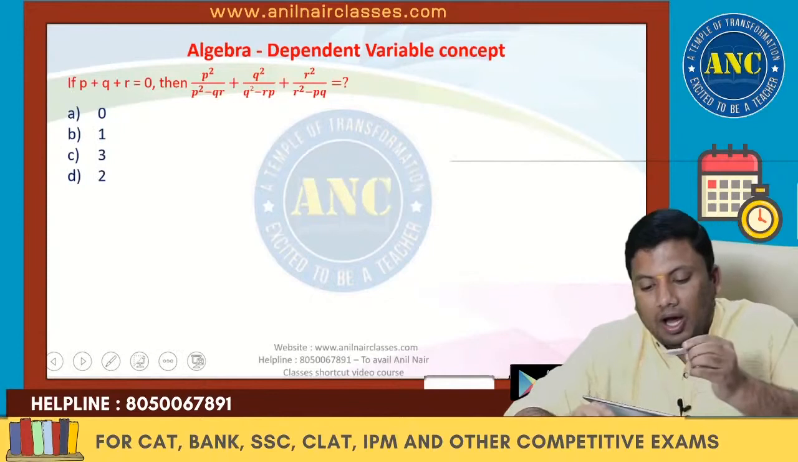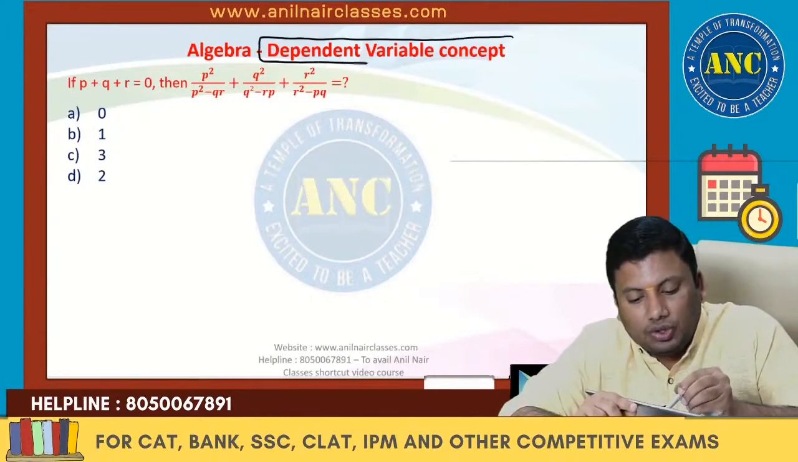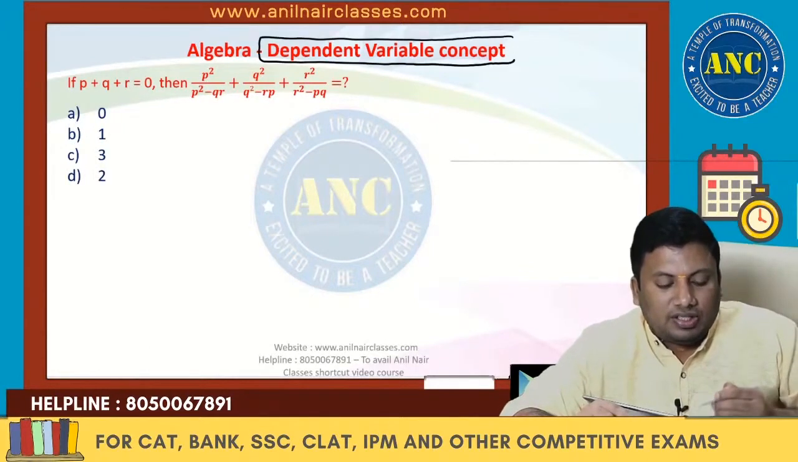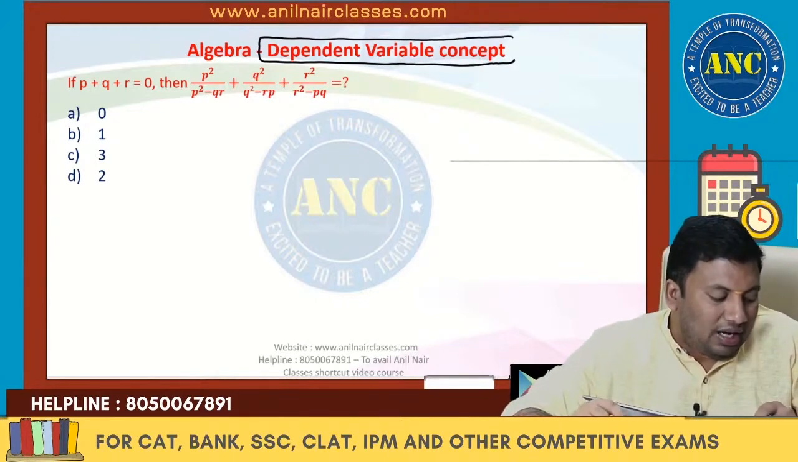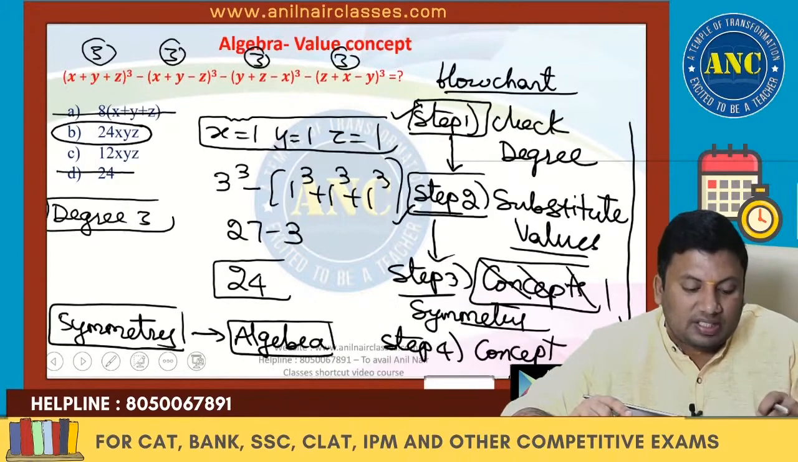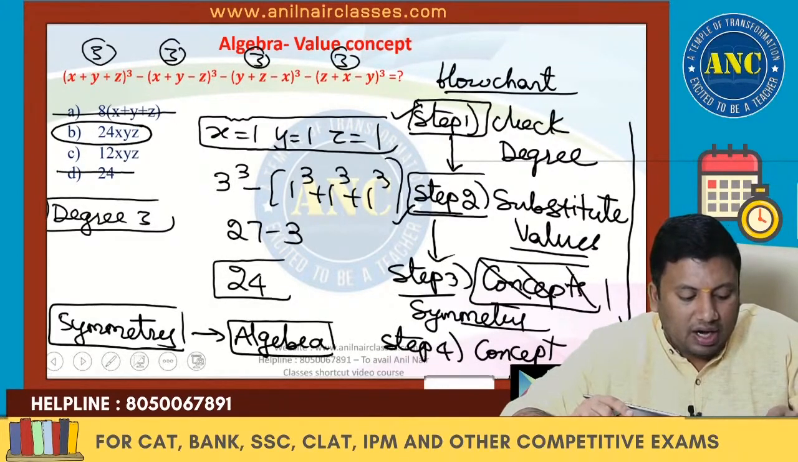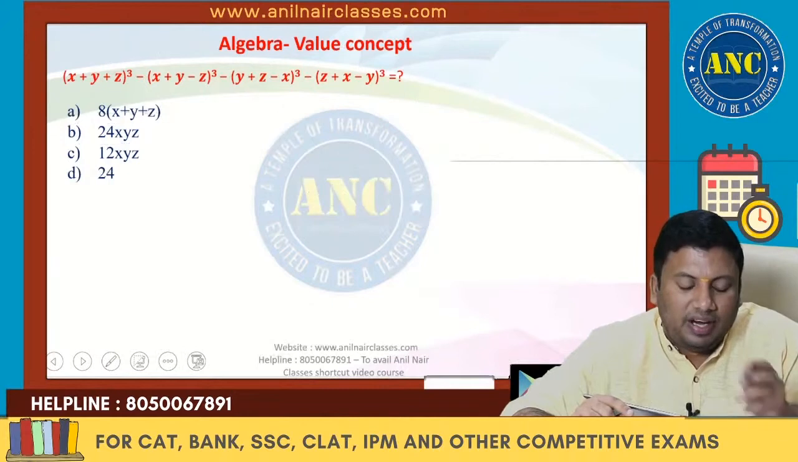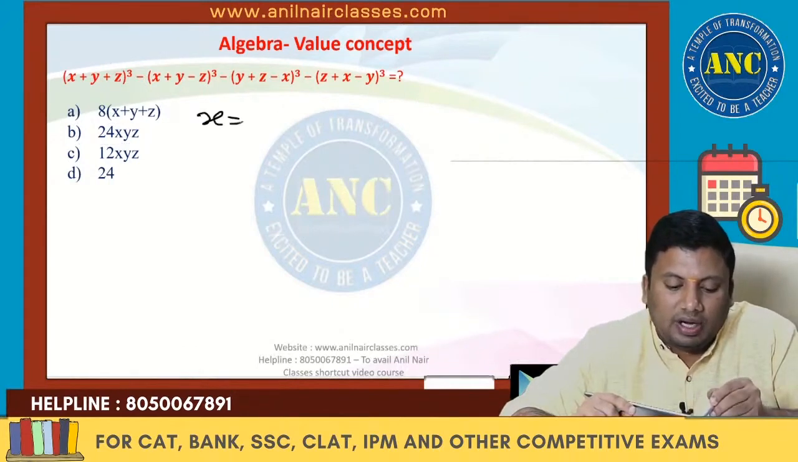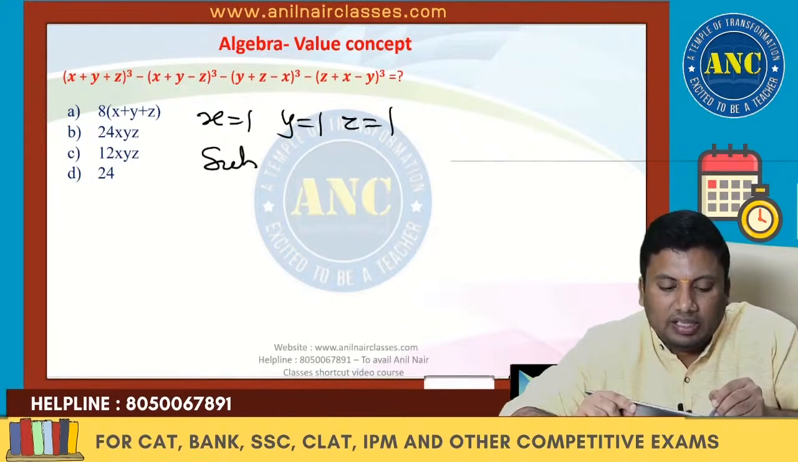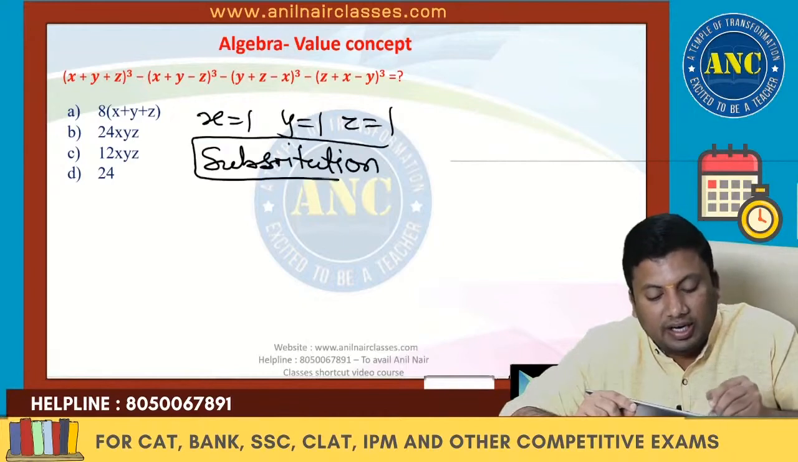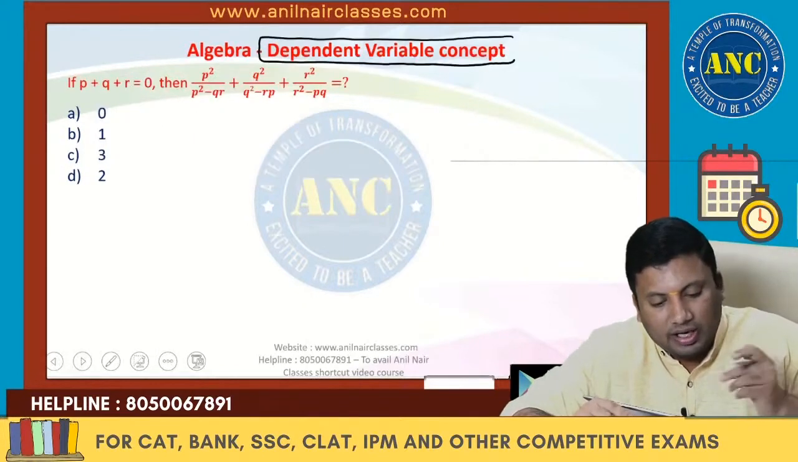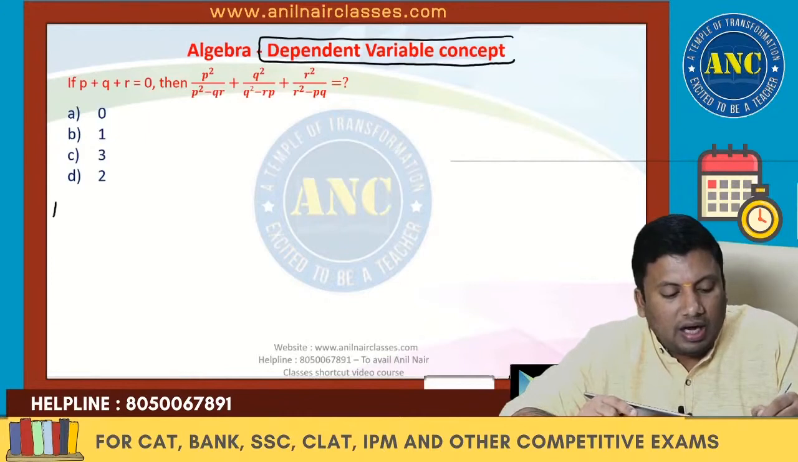Next one, now another concept. Concept number 2: dependent variable concept. Where is this concept used? I substituted some values. I cannot substitute 0 because everything will become 0, so the next number after 0 is 1. I made x1, y1, z1. That is substitution. Next, there is another type.